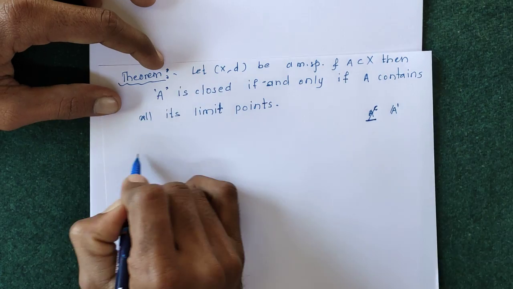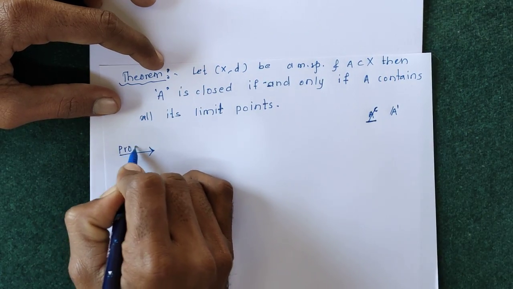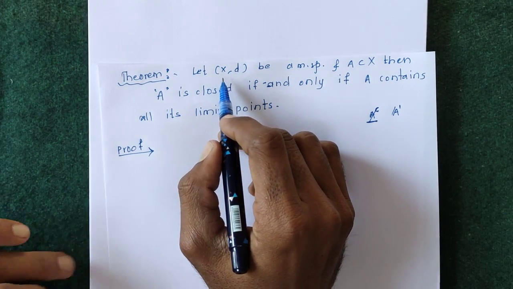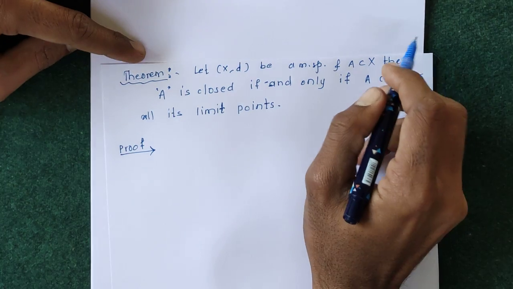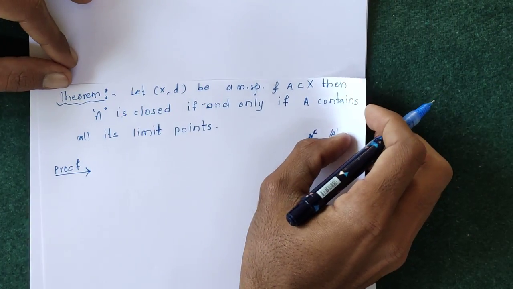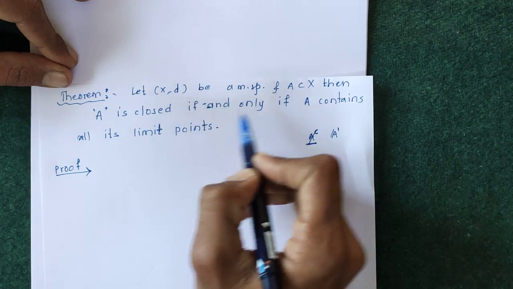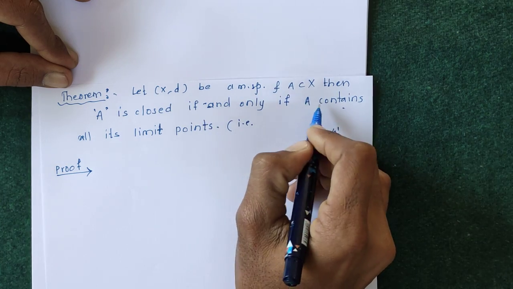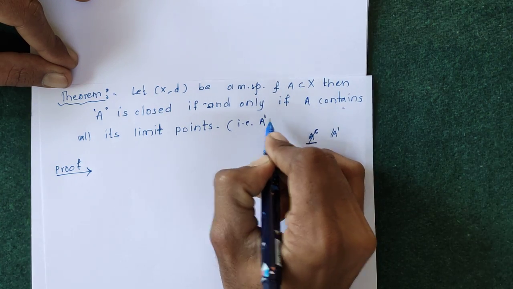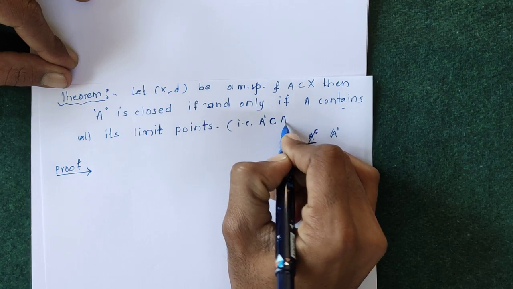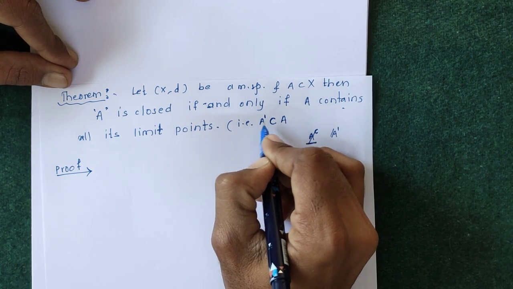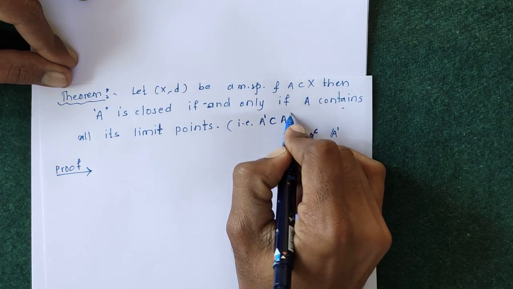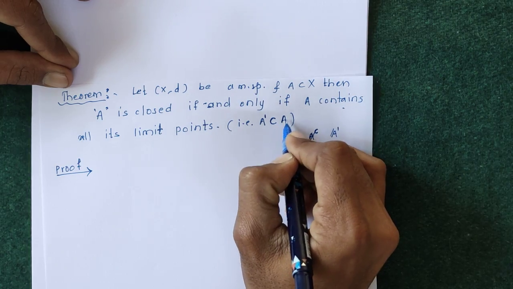Now we will see the proof of this theorem. Here we are given that (X, d) is a metric space and A is a subset of it. First we suppose A is closed, and our claim is that A contains all its limit points, meaning the set of all limit points is contained in A, that is, all the limit points are in the set A.